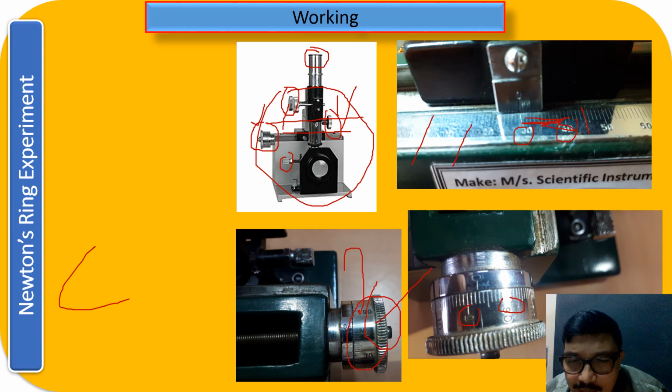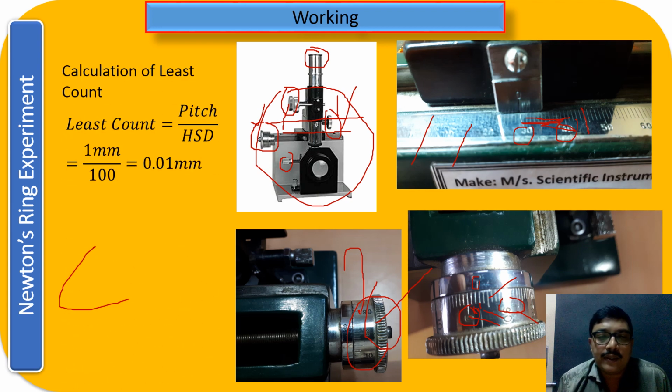Let's say this is 97, 98, 99. Between 0 and 90, correct? Now you can see this reference line is between 98 and 97, correct? Now remember there are 100 divisions on the head scale. Now, how do we calculate the least count of this instrument?